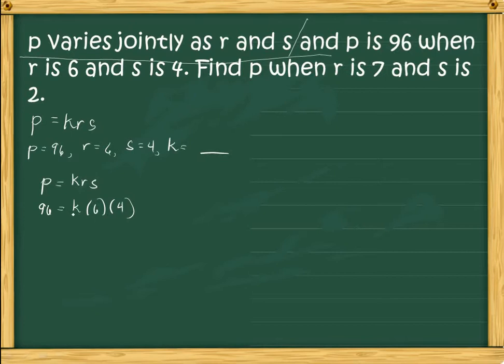Now, let's simplify this one. K times 6 is K6 times 4 is 24K is equals to 96. So, our goal is to find the value of K and we need to eliminate 24. So, we're going to divide both sides by 24. So, 24K divided by 24 is K and 96 divided by 24 is 4. Therefore, 4 is equals to K, is what we call the constant of variation.